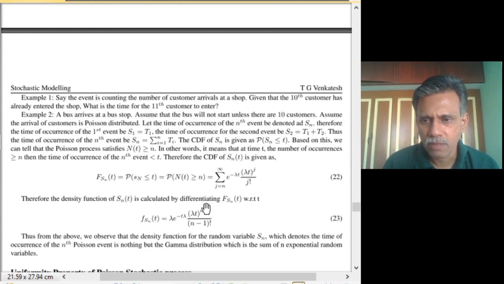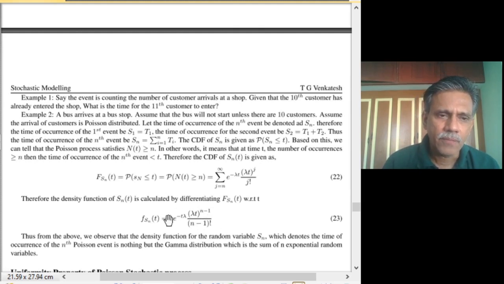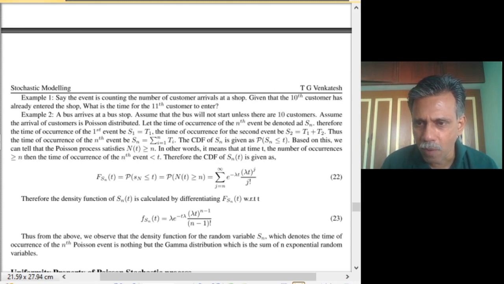So we finally arrive at the result that the time taken for n Poisson events to occur has a gamma distribution. We will stop at this point. We will look at some more properties of the Poisson stochastic process in the following lecture.